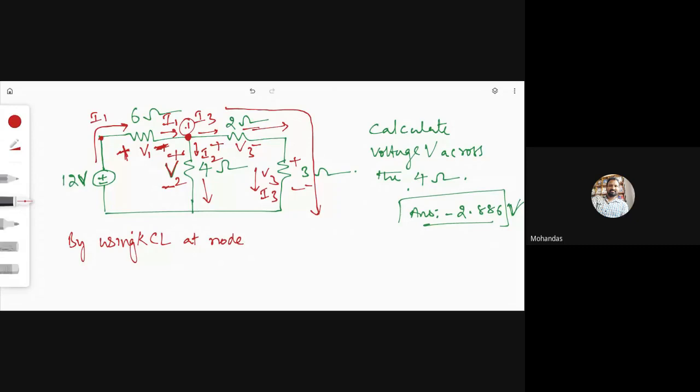Ranjit, 2106. Tell me the KCL equation here. Minus 12 plus 6 plus, hello? When asked for the KCL equation, what is minus 12? It is not 12. It is I2, I3, I subscript 3, I subscript 2, I subscript 1. Who will tell the KCL equation?